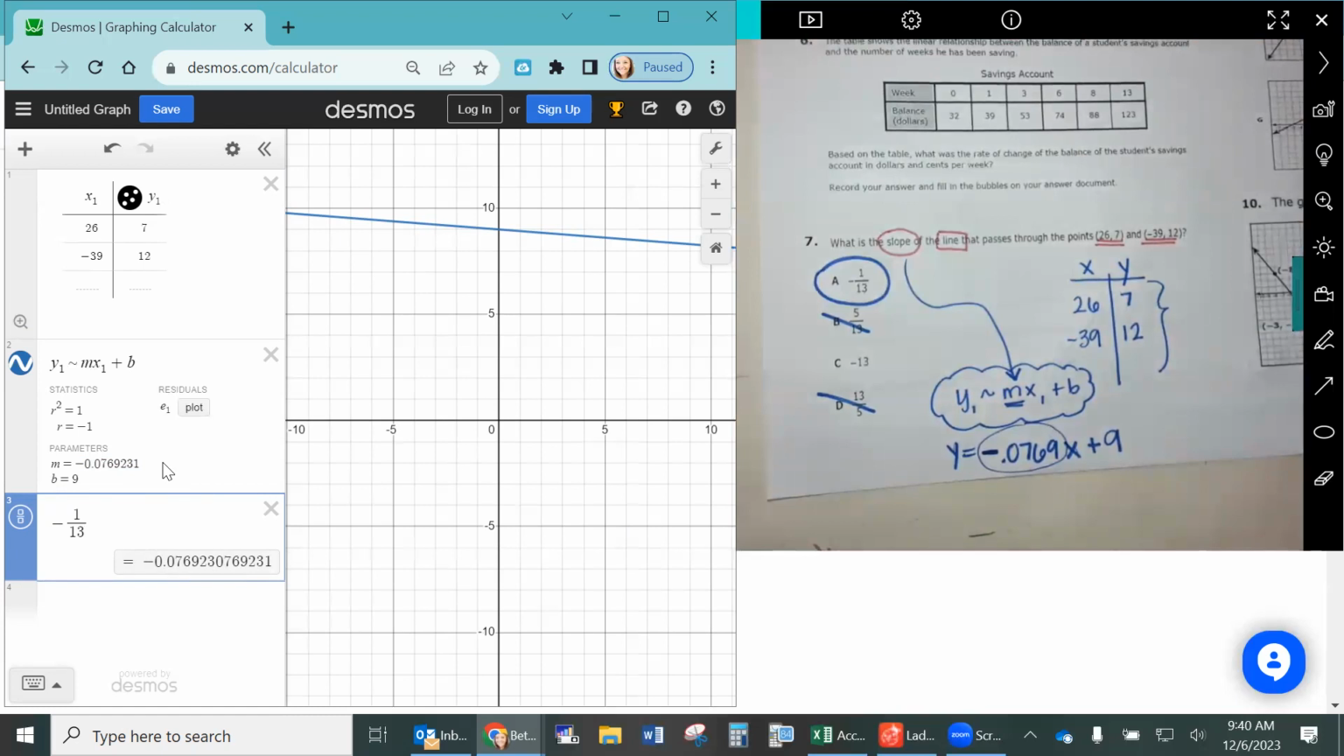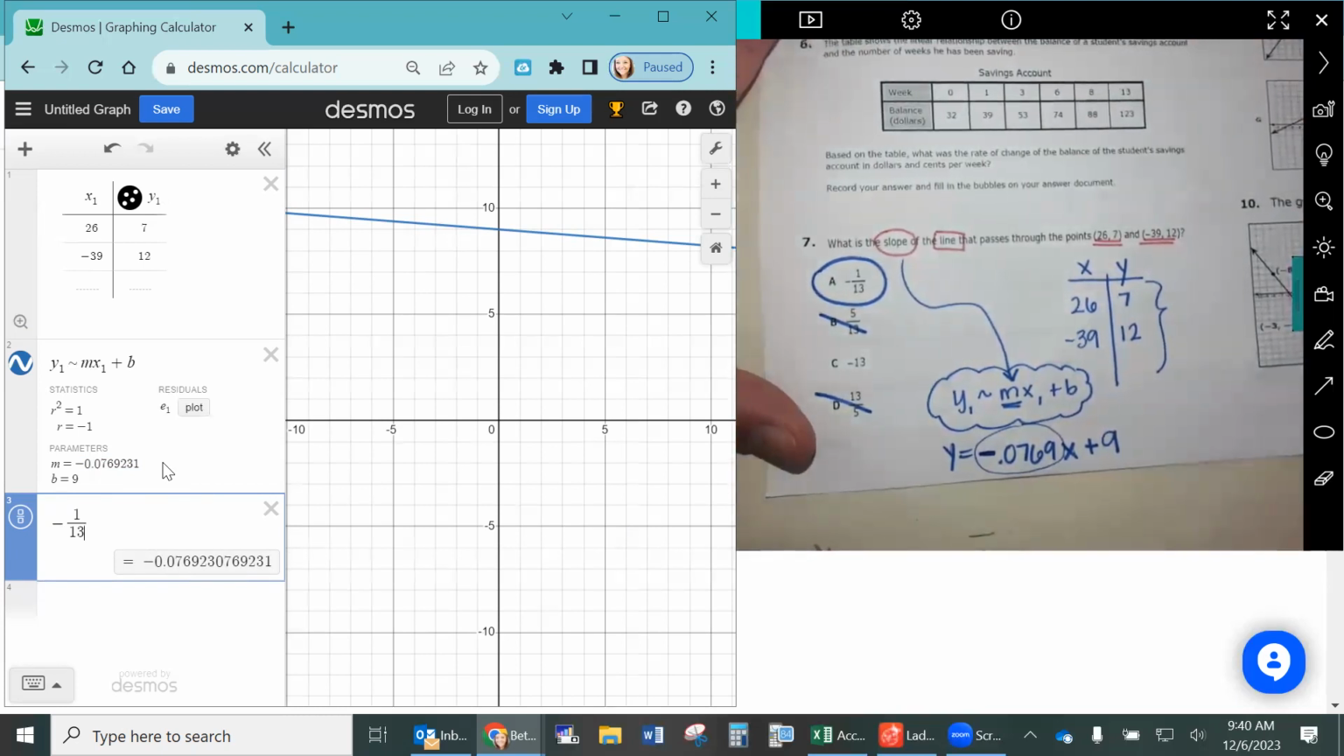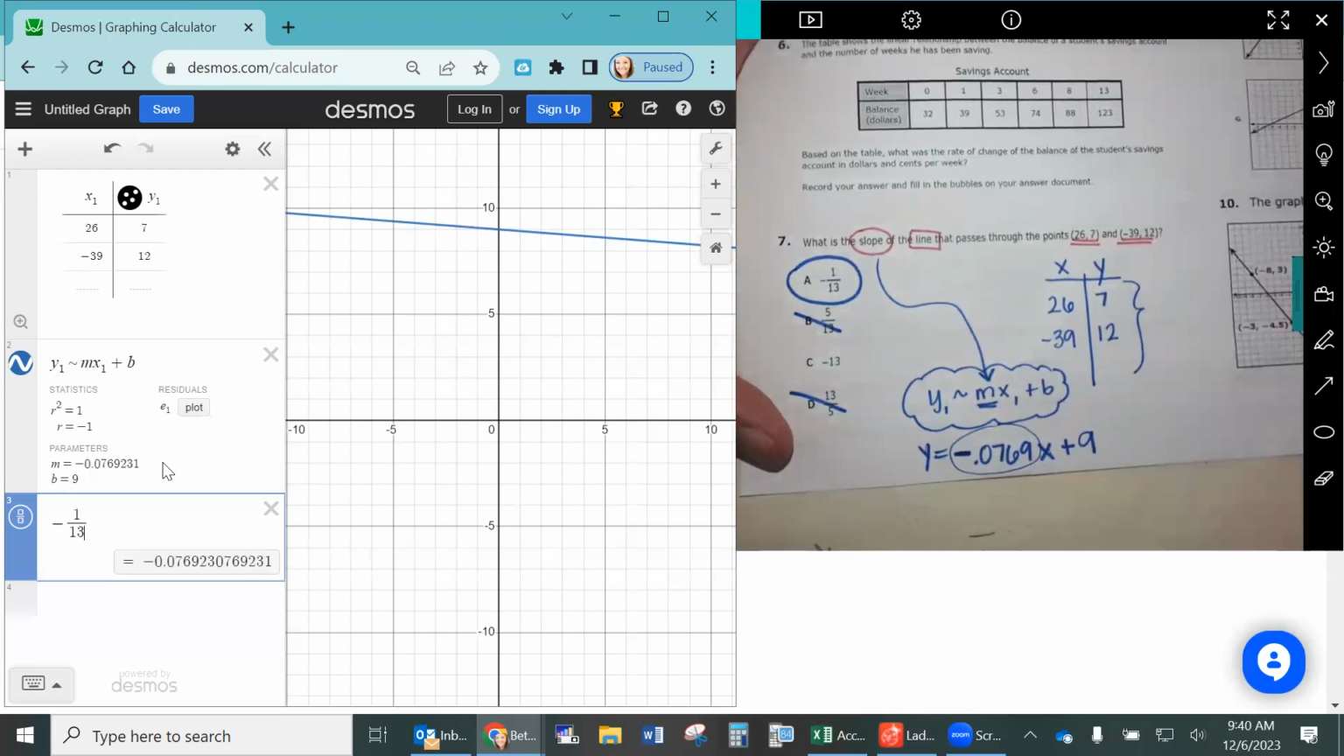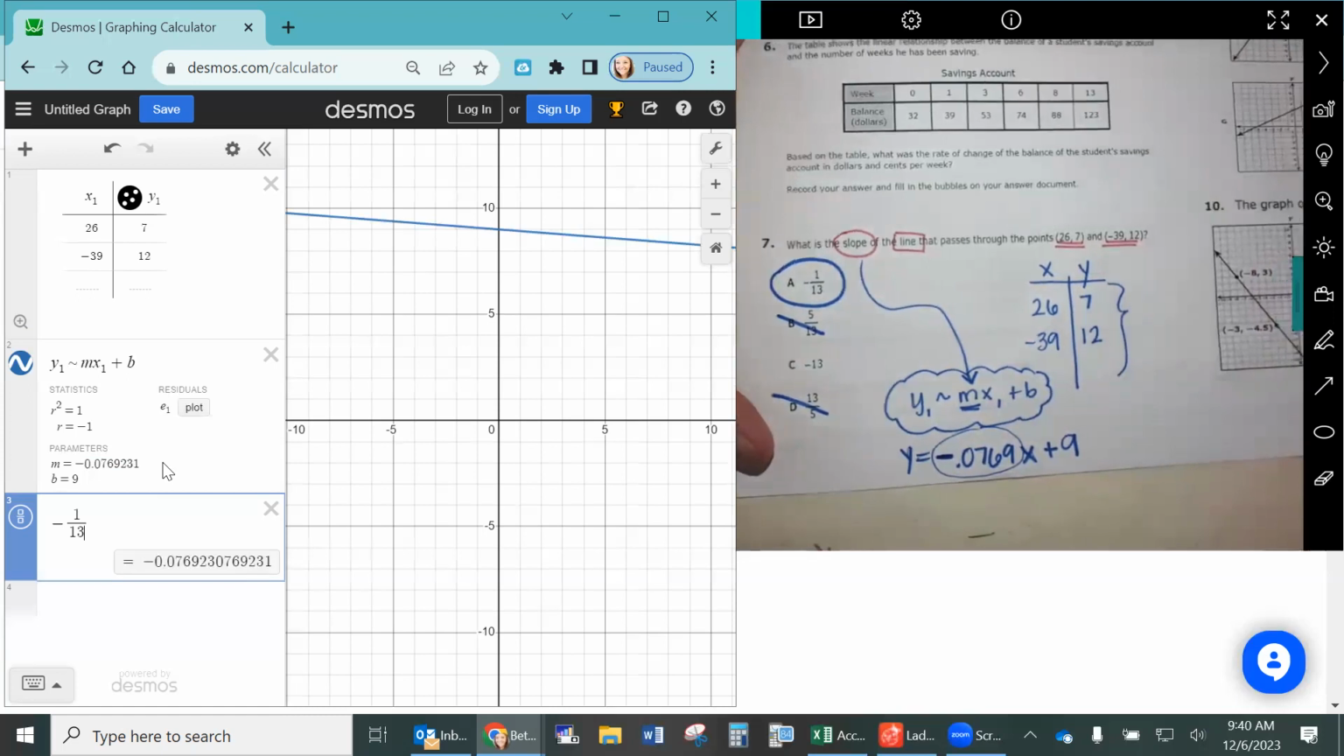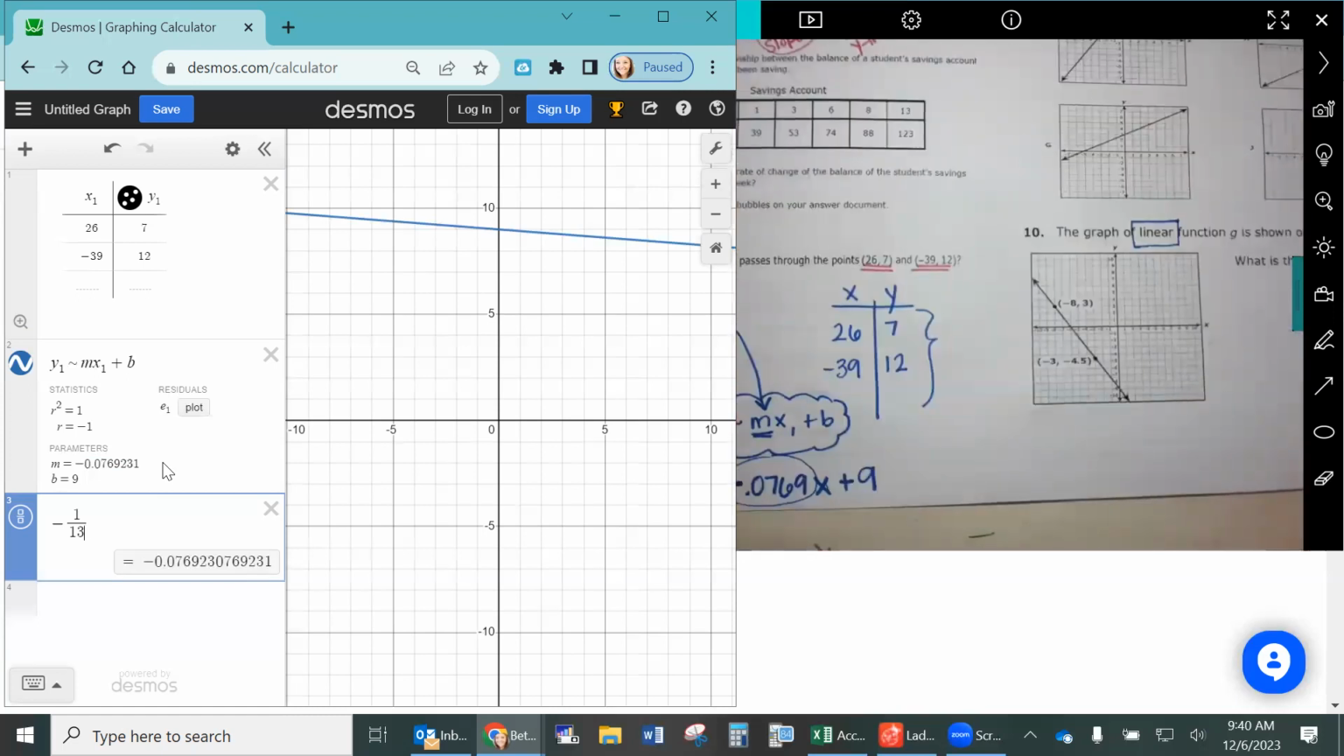All right, so that should be enough examples for you to mostly finish this entire page. Number 10, I just want to give you a little hint. We've talked about zeros. We actually talked about them last class. But it says you have a graph of a linear function. So take a look at number 10, and it's asking you for the zero. You should know that a zero is the same as an x-intercept.